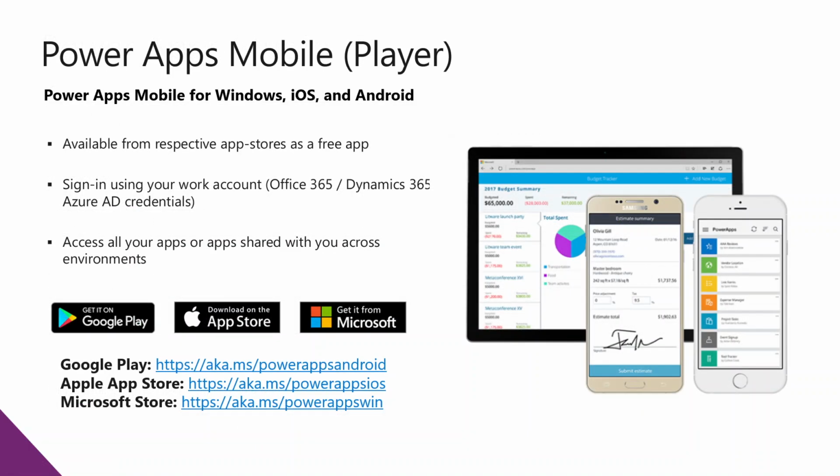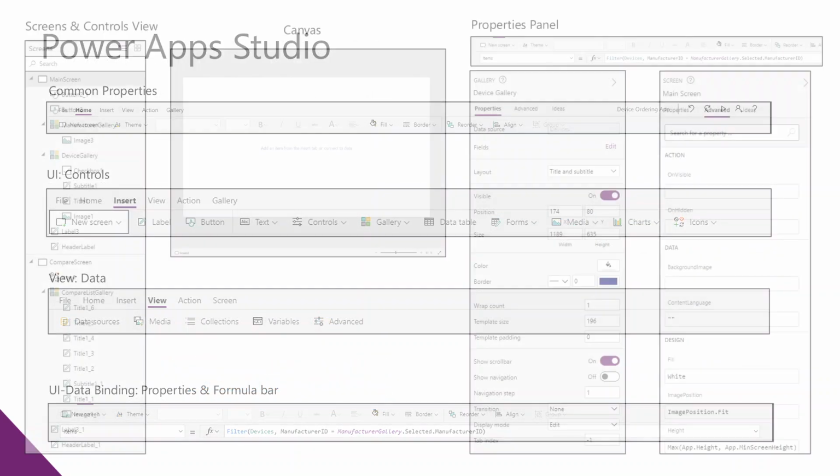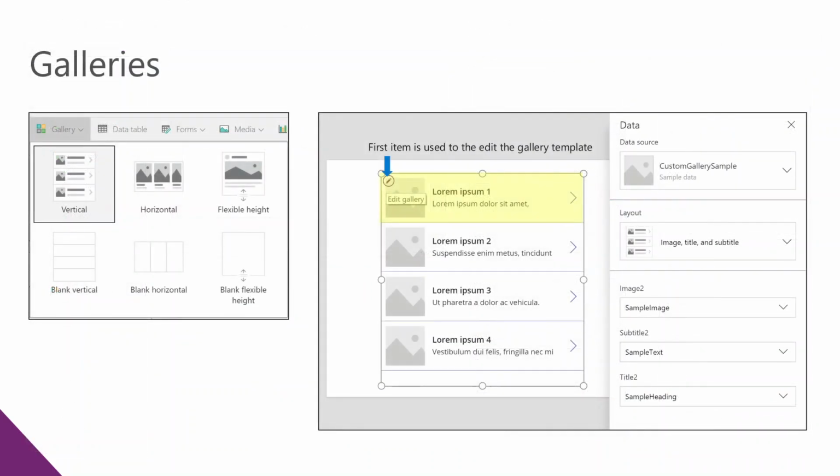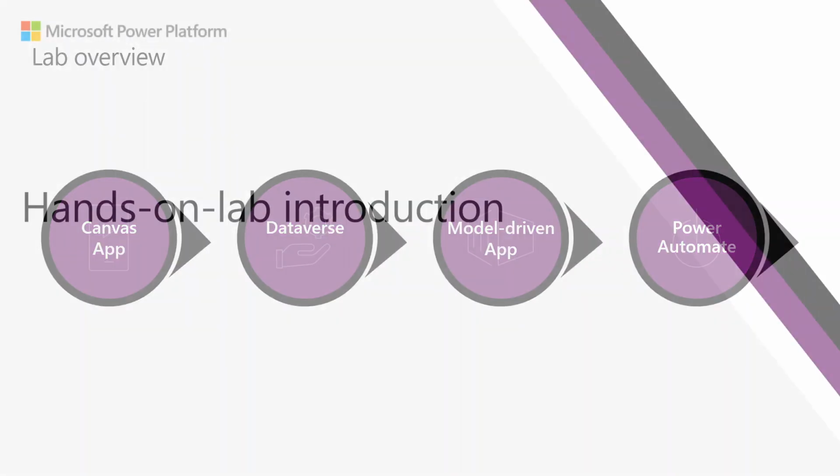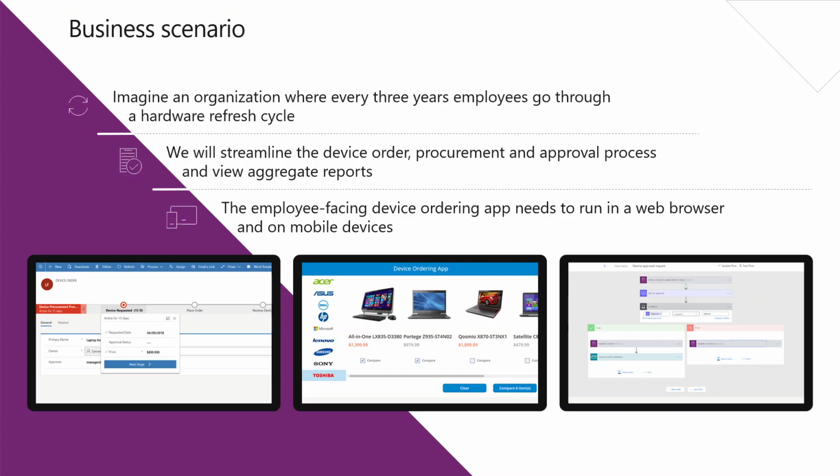So you can play apps using the Power Apps mobile player. Here are all the different parts, we've just been through these, so I won't go into them in a lot of detail. The labs are going to create a Canvas app, Dataverse, a model-driven app, and Power Automate, and it's all going to be on this business scenario. Imagine an organization where every 3 years employees go through a hardware refresh cycle, and people order their own device. It then goes and procures these devices and they get approved, and you can view different reports and stuff like that. So it's an employee-facing device ordering app that needs to run in a web browser and on mobile devices.